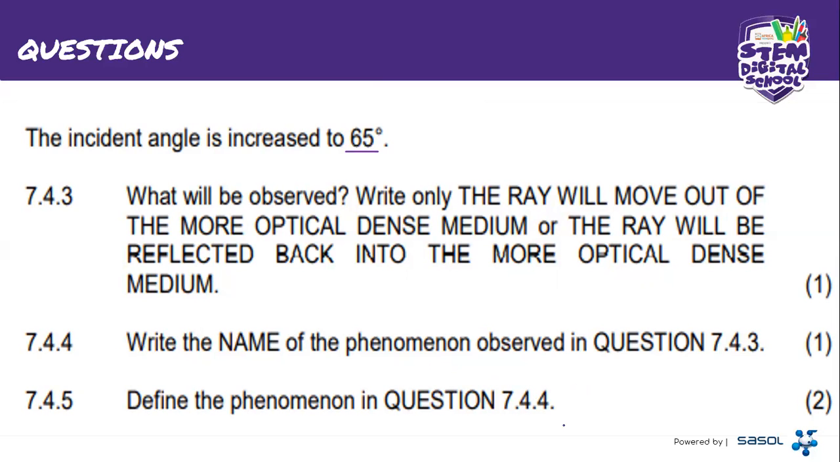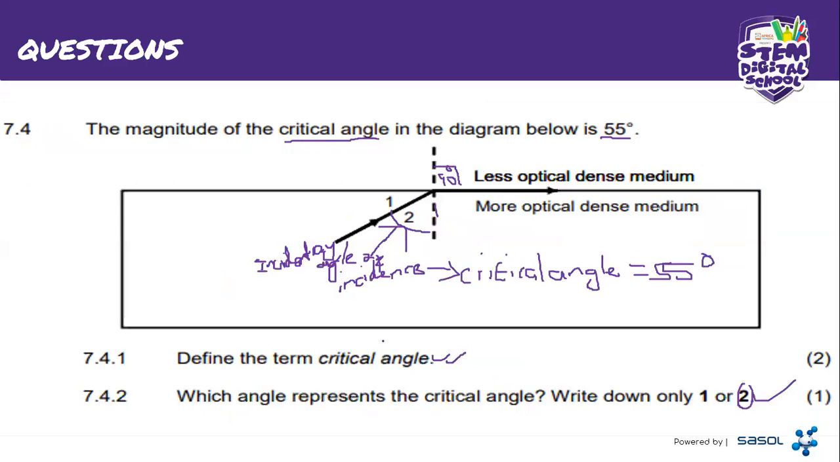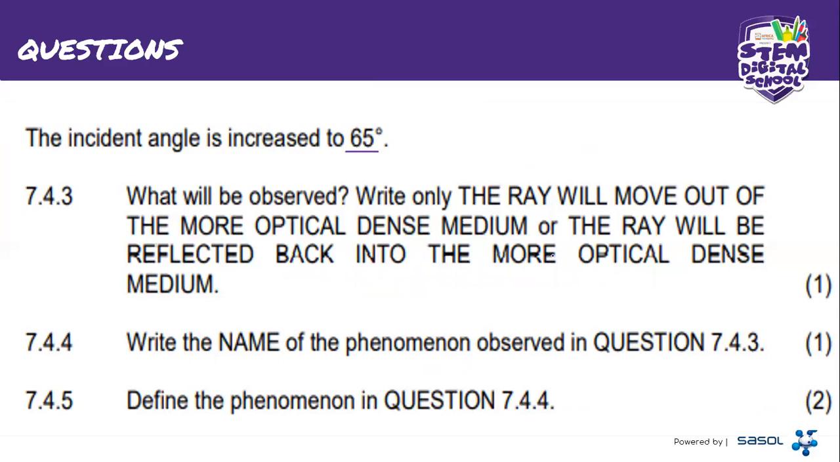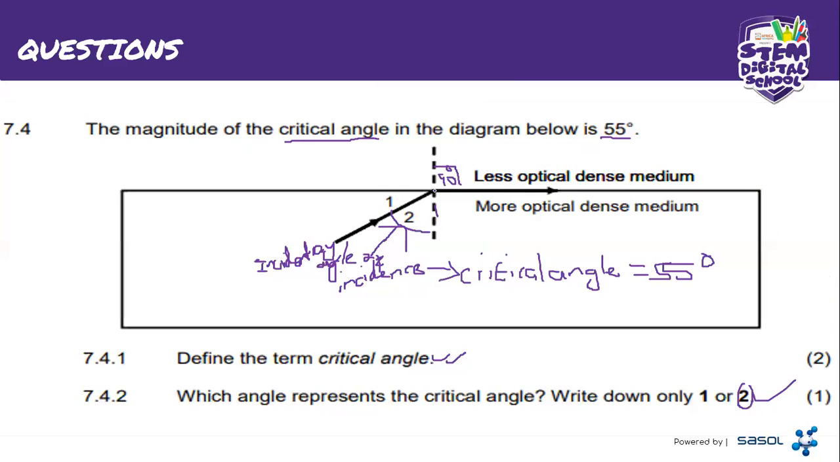And the first option is that it will move out of the more optically dense medium. In other words, it will go into the next medium. Or it will be reflected into the more optically dense medium. Or it will come back. Remember, reflection is the change in direction.